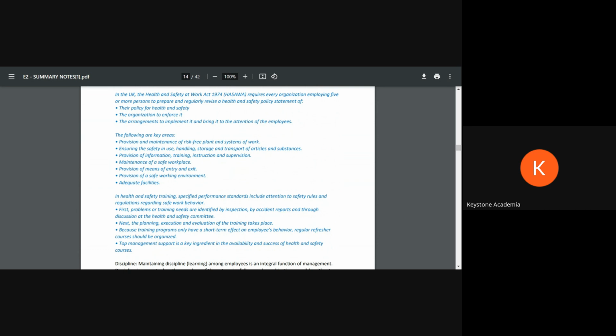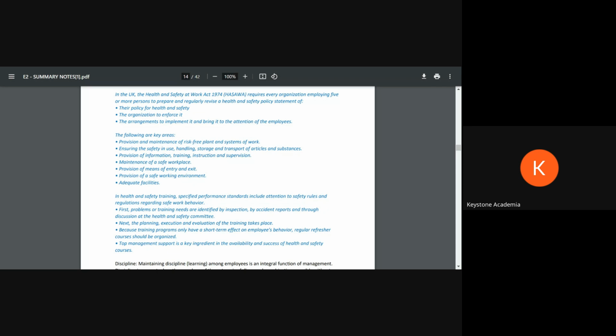So this framework ultimately aims to create a comprehensive approach to workplace safety while emphasizing policy creation and practical implementation through training and maintenance of safe working conditions. Okay, this also highlights the ongoing nature of safety management, requiring regular revisions, refresher training, and consistent support.